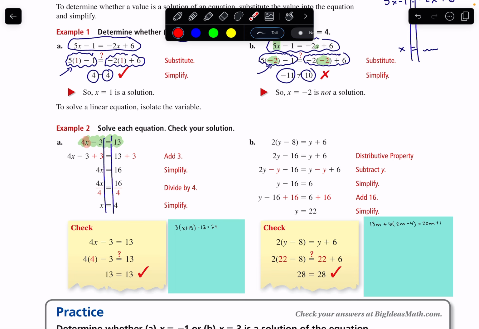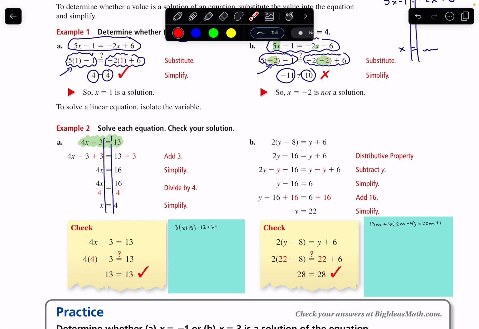So I've got to get rid of that minus 3. So they add 3 to both sides. You can see that right here and right here. And they end up with a 4x on the left because these cancel out. They end up with a 16 on the right. Now I've got to get rid of the 4 in front of x. So I divide by 4. But if I do it on the left, I have to do it on the right. 4x divided by 4 becomes x. 16 divided by 4 becomes 4. So x equals 4 is my solution to that one.